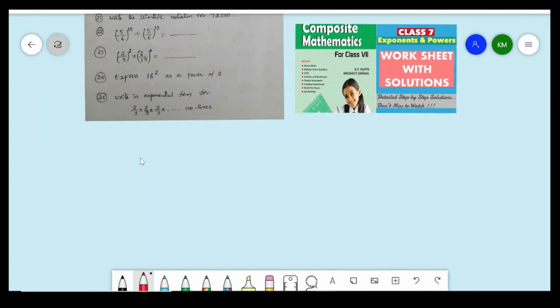Okay, let us move to the last problem in this worksheet. This is the 25th problem. Write in exponential form for this 100 times. It is given here 2 over 3, again 2 over 3 multiplied by 2 over 3 multiplied by 2 over 3. How many such multiplications are there here? 100 times. So this is how much? That is what they are asking. They are asking us to put it in exponential form.